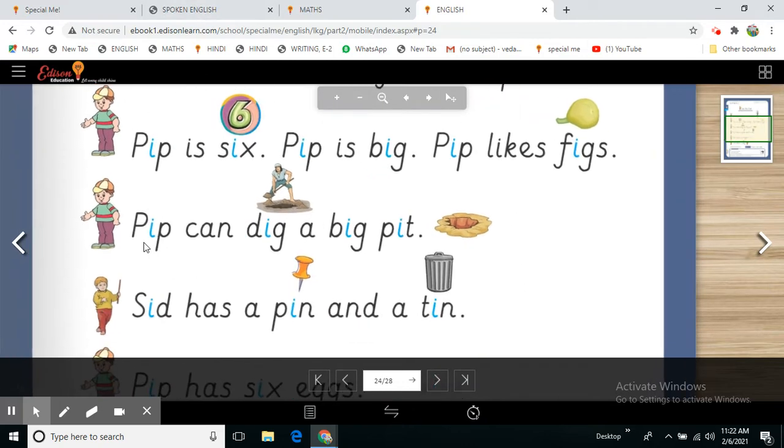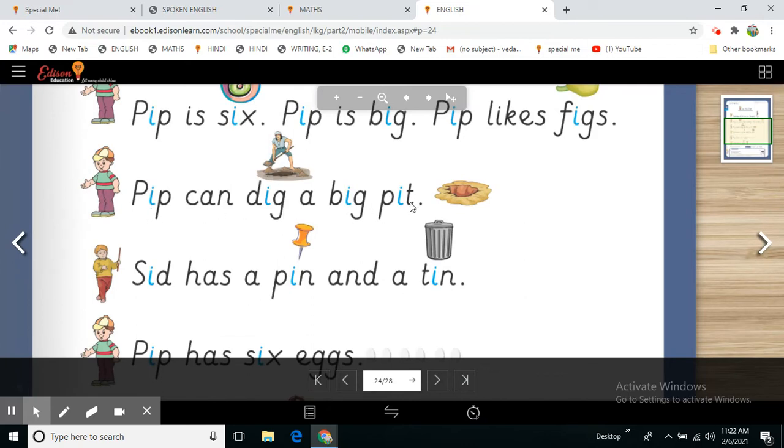So, we can't write like this: Pip can dig a big pit, then Pip likes figs. When we talk about someone, first of all we mention their name the first time, and then to refer to them we use he and she, right? So we don't take the name again and again, like Pip can dig a big pit, then Pip likes figs. This is related to that. So, we can write like Pip can dig a big pit and he likes figs. We can't say, Pip can dig a big pit, Pip likes figs.